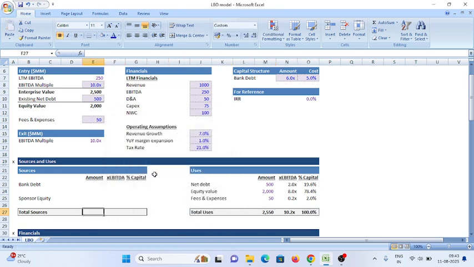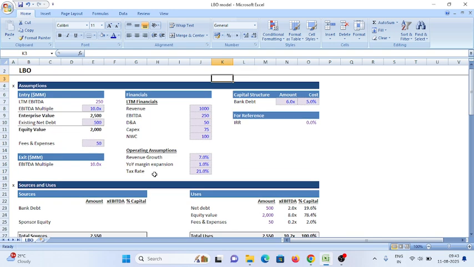Next we have total sources: how the private equity firm is going to fund this acquisition. The total sources should be the same as total uses, because uses and sources should be equal. And now we have debt. We have a separate assumption table for bank debt. We are assuming that the private equity firm is going to use 6 times EBITDA to fund this acquisition.